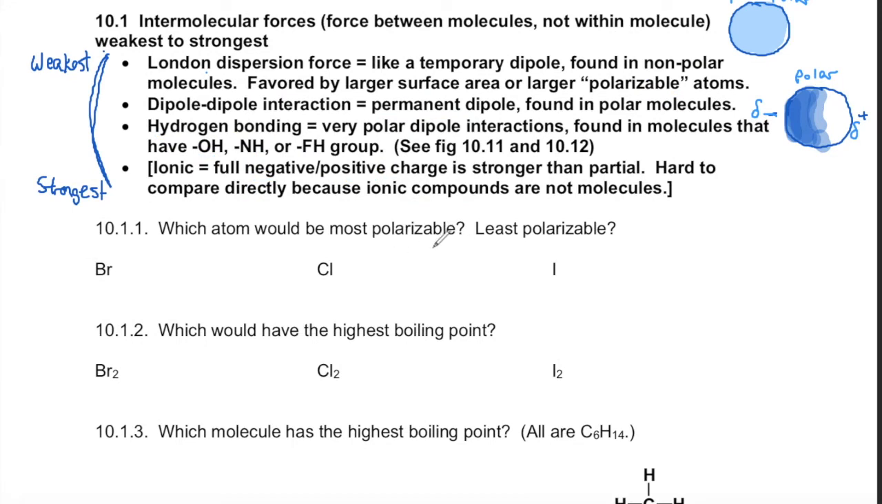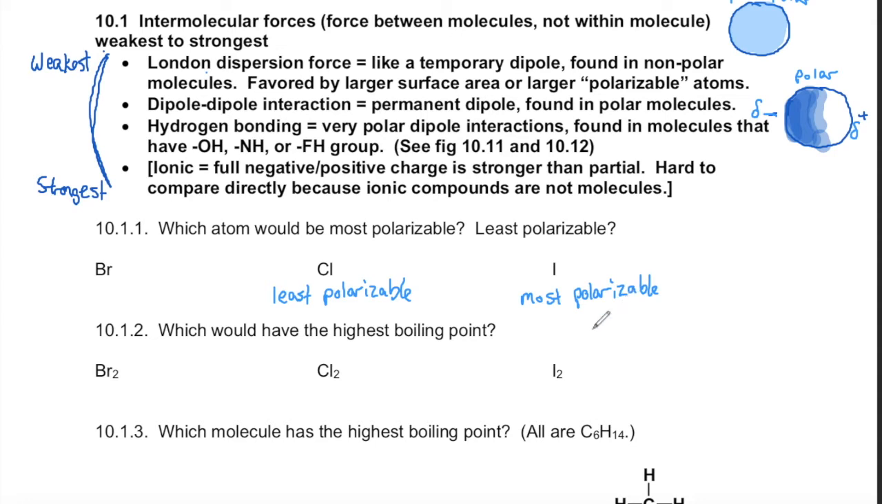For something to be polarizable means that it is larger, it has a larger surface area, and so the electrons can be pushed more toward one end than to the other, or they'll spend more time at one end than on the other. And so out of these three choices, bromine, chlorine, or iodine, iodine is the largest. It has the largest surface area, and so this would be the most polarizable. Then the next down in size would be bromine, and the smallest of these three would be chlorine, so this would be the least polarizable.